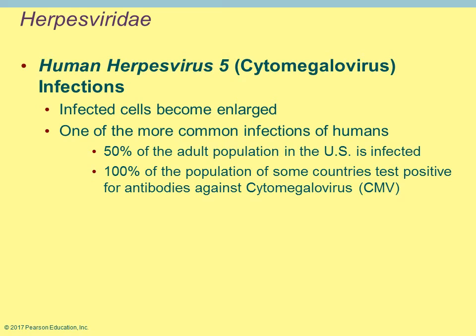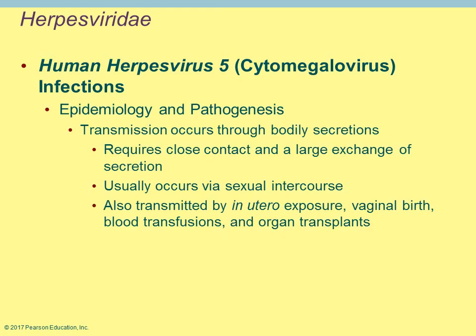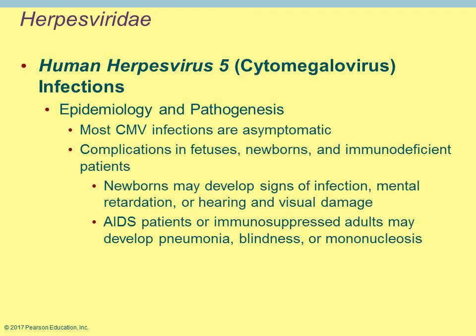Human herpes virus 5, known as cytomegalovirus or CMV. A lot of adults in the United States are infected. In terms of the transmission of it, it requires close contact, often sexual intercourse. One of the big things with CMV is that it can be transmitted in utero, and the result to the developing fetus can be devastating.